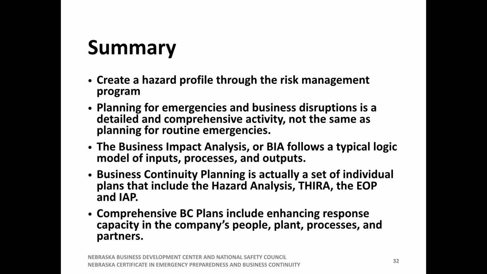The business impact analysis, or BIA, follows a typical logic model of inputs, processes, and outputs. Business continuity planning is actually a set of individual plans that include that hazard analysis, the THIRA, or Threat and Hazard Identification Risk Assessment, the Emergency Operations Plan, and the Incident Action Plan. Comprehensive business continuity plans include enhancing response capacity in the company's people, plant, processes, and partners.